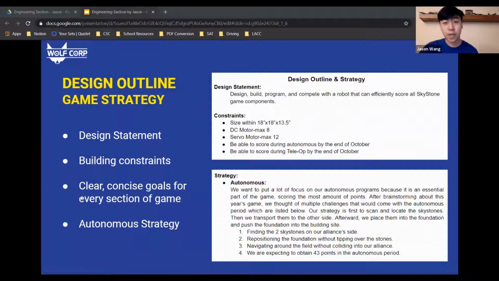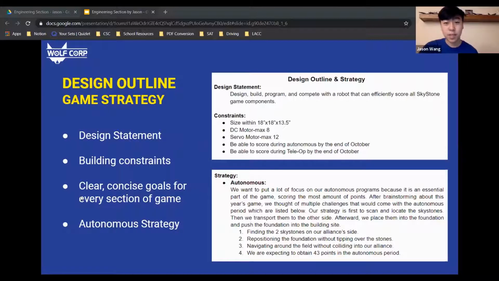The next section we added was our design outline, which focuses down on the characteristics of our robot. We began the section with the design statement, which gives a broad overview of the goal we want to achieve with the robot. And next, we listed out constraints that would limit what we can modify when actually building the robot. So some examples of these constraints are the 18 by 18 by 18 inch cube that the robot has to fit under, a max amount of 8 DC motors, and a max amount of 12 servos.